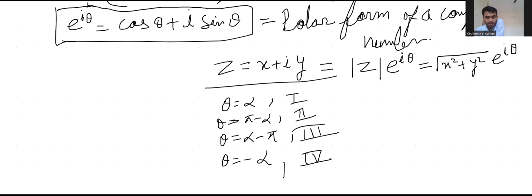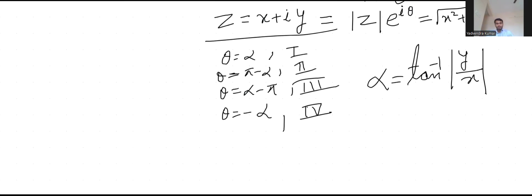So we define like this. And how do we calculate alpha? So alpha will be tan inverse of modulus of y upon x. So this way we calculate alpha.